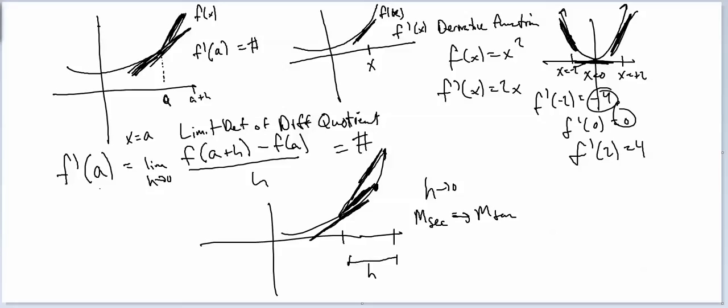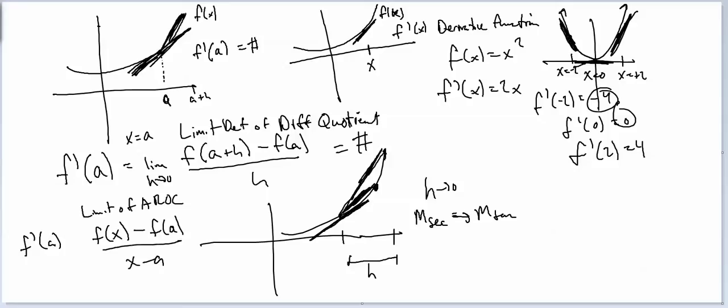Okay. Another way that you can find the derivative at a point is using the limit of the average rate of change. If you remember, the average rate of change on an interval was the function at one value minus the function at another value over the difference of those two values. And here, what you're going to do is take the limit as x approaches a. This is also going to give you the same number. Sometimes this expression is easier to do, especially with polynomials.